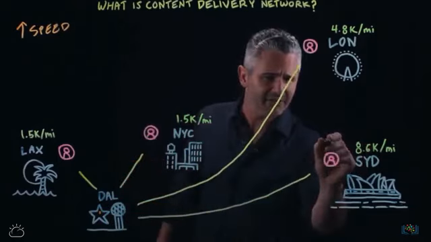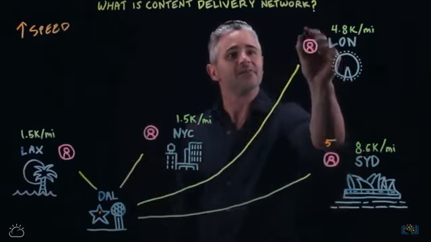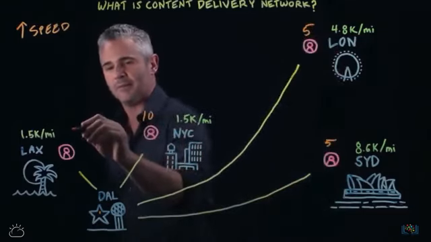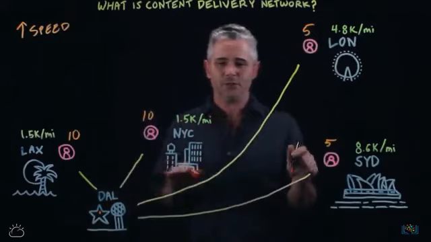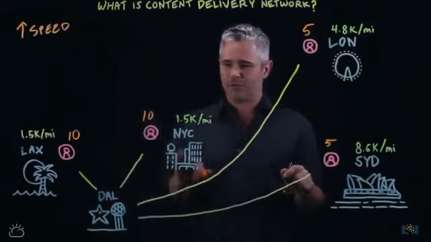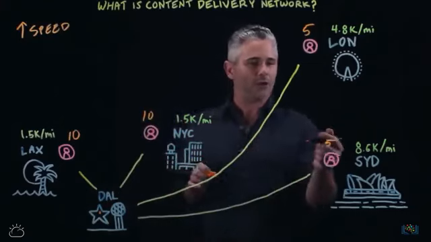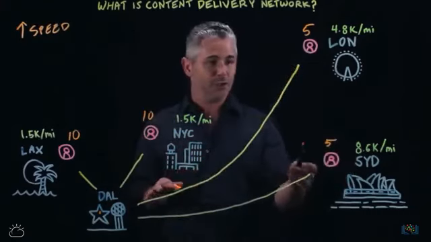So in Sydney, I might have 5. In London, I've got 5. New York, I might have 10. LA, I might have 10. So I've got 30 users around the world that are accessing my server and my website down in Dallas. Let's follow a set of these users in their journey.